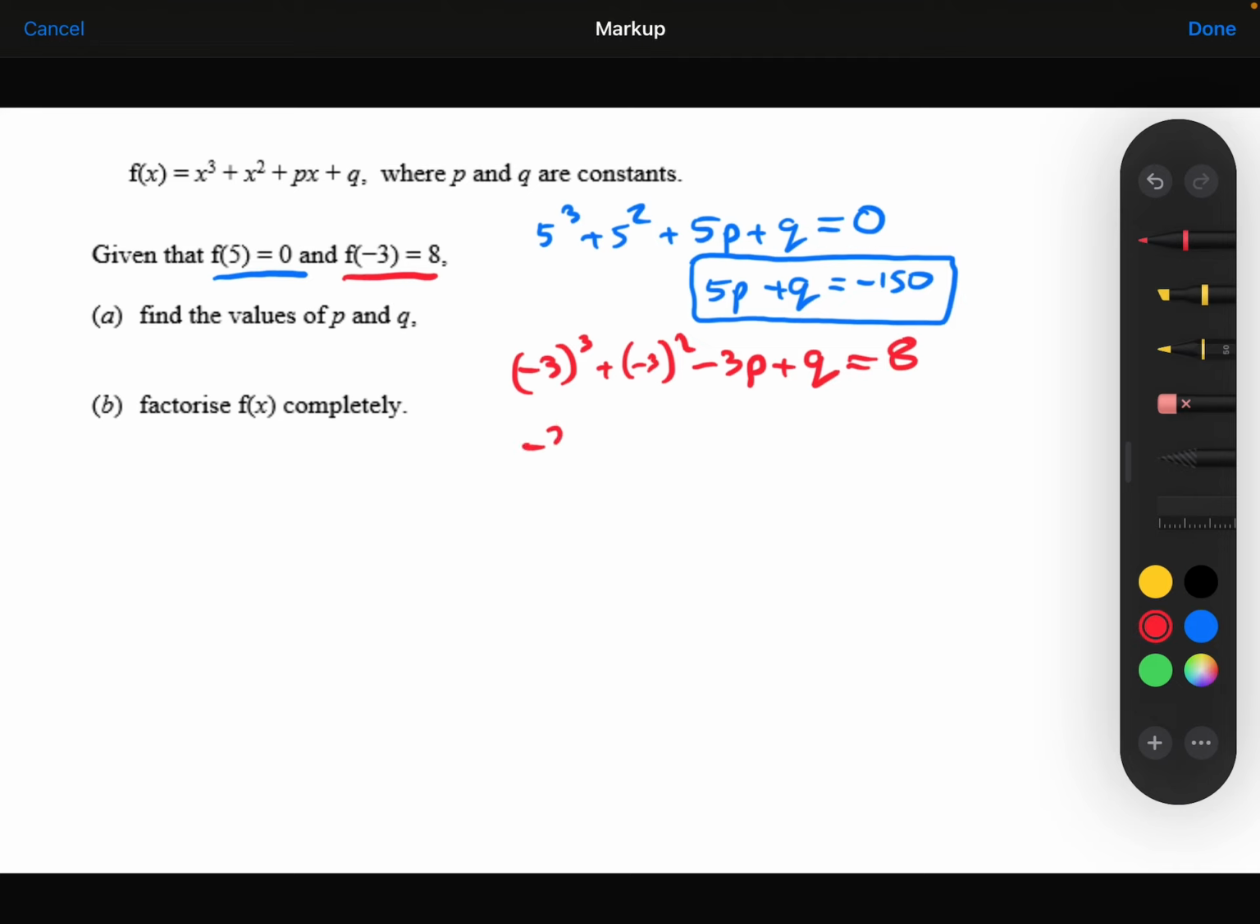Minus 3 cubed is minus 27. Minus 3 squared is positive 9. The minus 27 plus 9 is minus 18. And I'm going to add that 18 to both sides. The 8 plus 18 is 26.